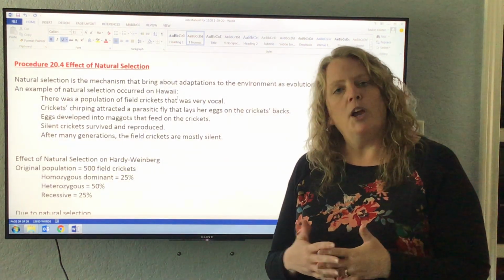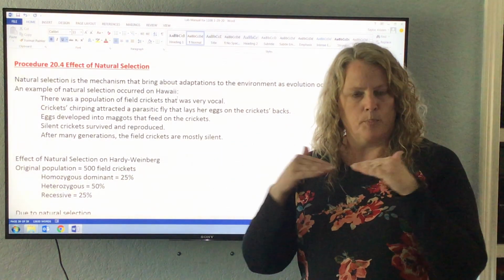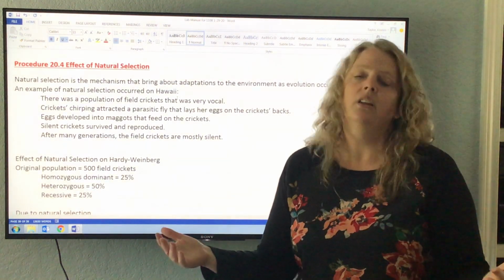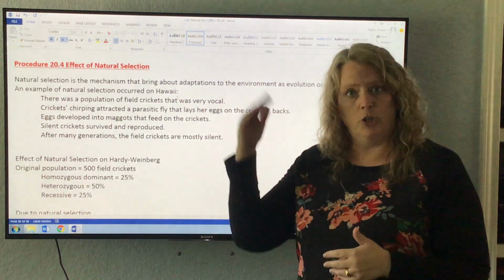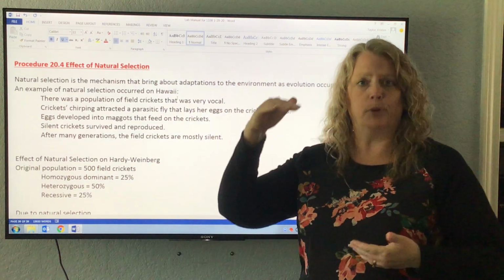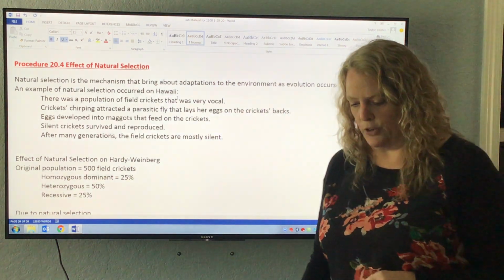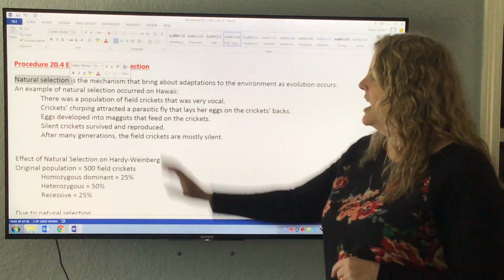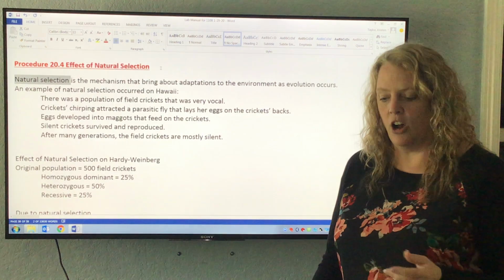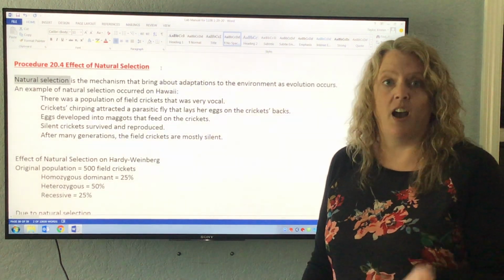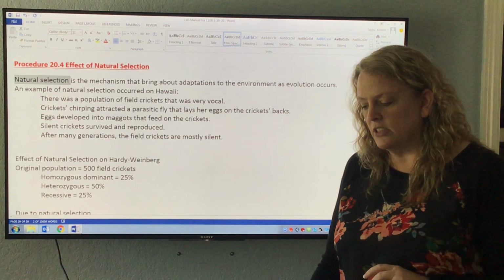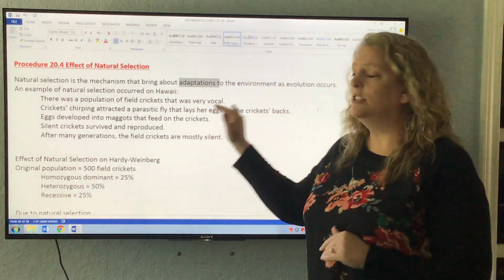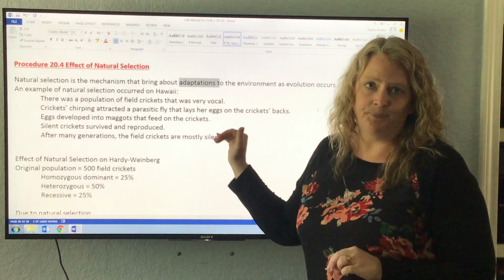The purpose of the Hardy-Weinberg is to get a baseline number. So you would go in, do your collection of the gene pool, do your Hardy-Weinberg, and you would have your number. Let's give an example here. We are using the mechanism of natural selection that can cause a population to change over time. Remember, natural selection is all about adaptation. Do you have what it takes to survive where you're living?